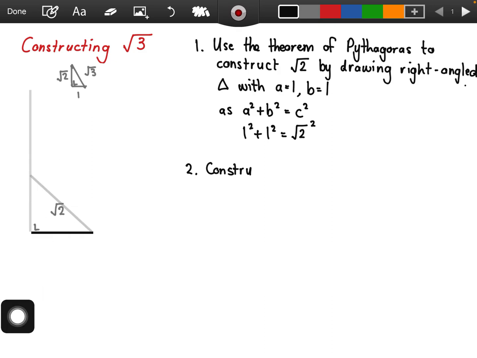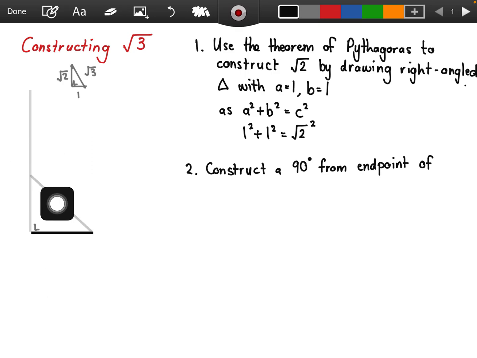I'm going to be doing the exact same thing now, but basically using this as my base, the square root 2. So I'm going to construct a 90-degree angle from endpoint of, and be careful not to call this line segment that has a length root 2 a line, because actually in theory a line continues on forever in both directions, whereas this has exact endpoints.